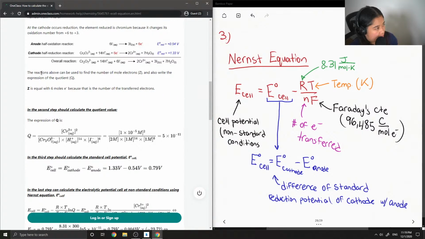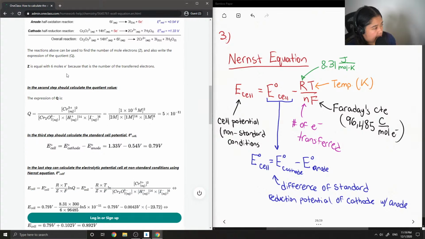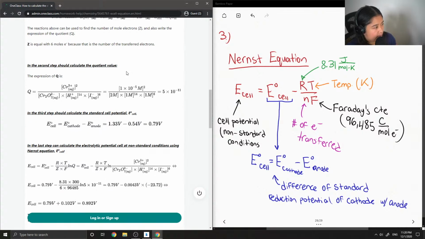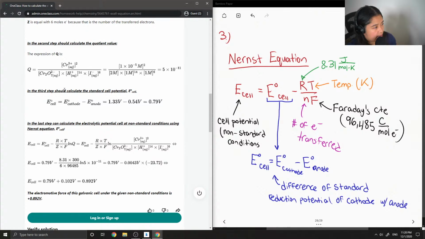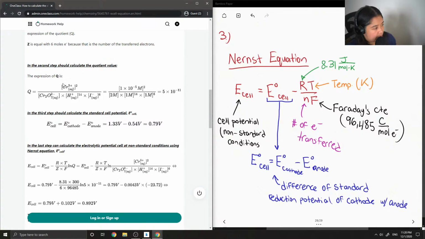And then next it says the reactions above can be used to find the number of mole electron Z and also write the expression of the quotient Q. So Z is equal to 6 electrons because that is the number of transferred electrons. Yep. So now they have the expression of Q. So these are quotient values.